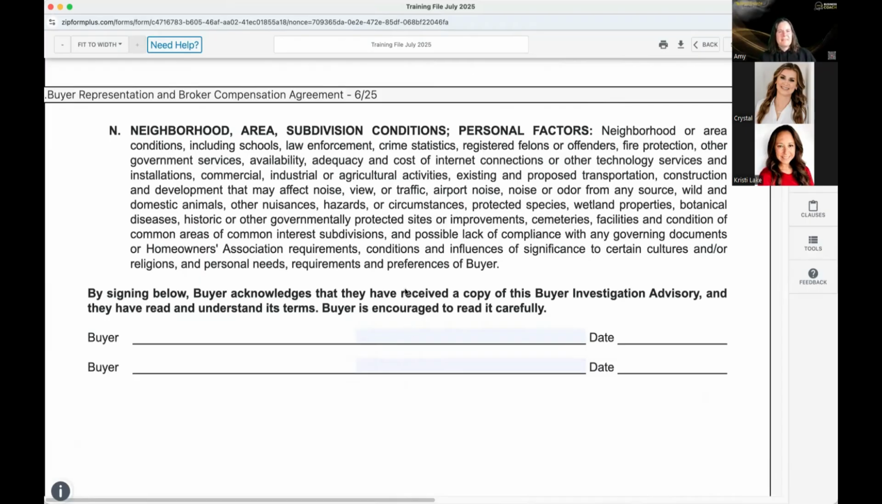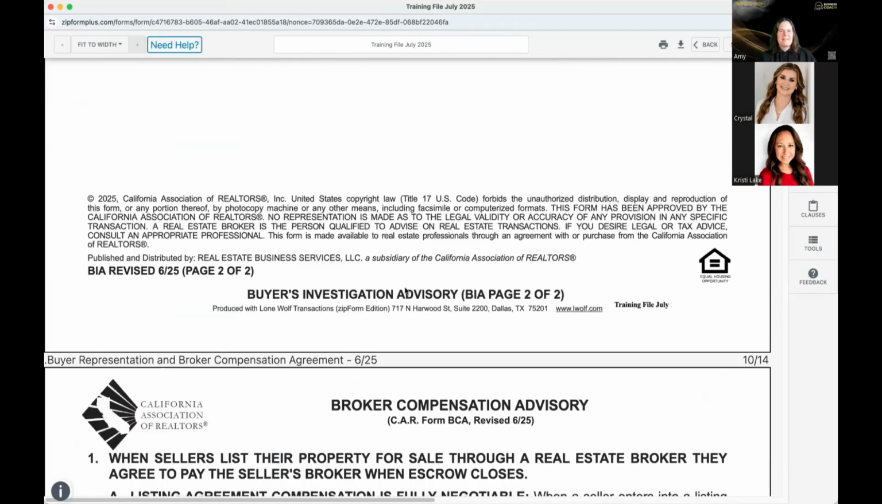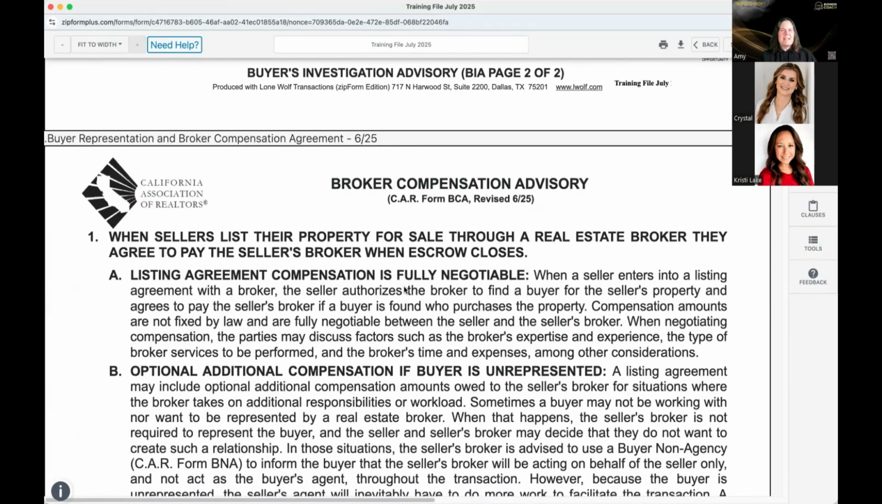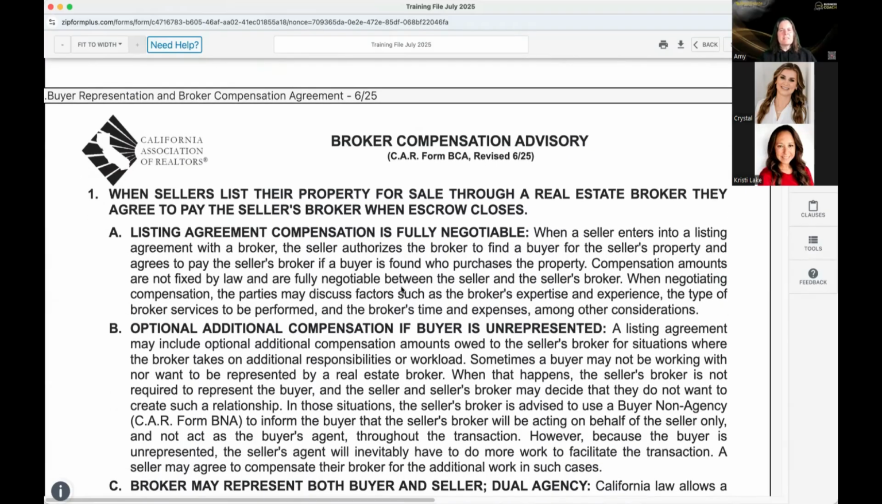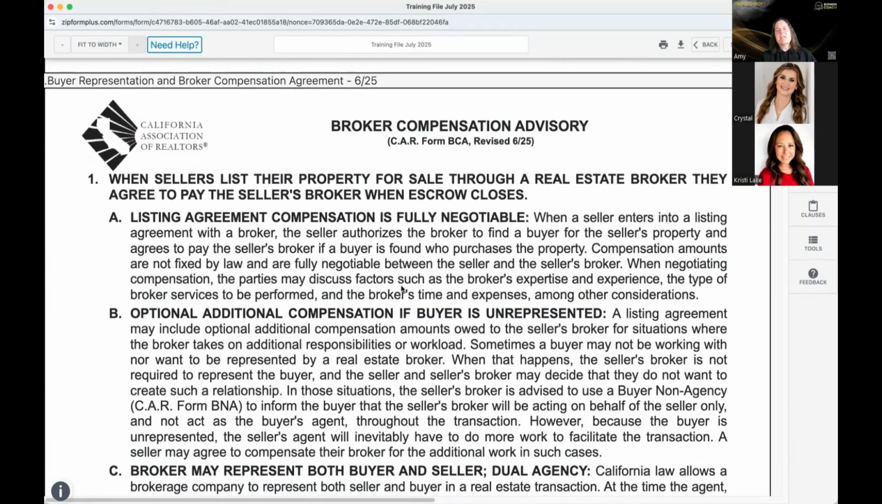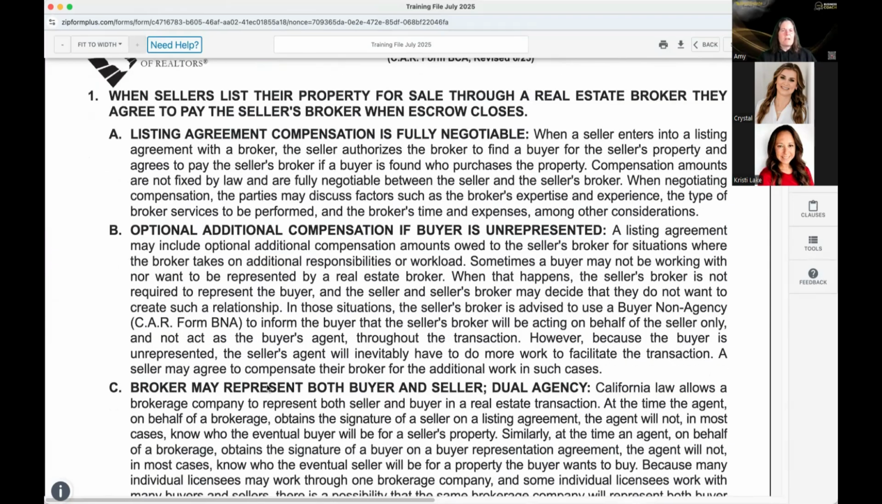Thank you. Absolutely. Okay. Also attached to this, which we cannot again separate out, is the broker compensation advisory. It talks about this form in the broker buyer representation agreement, the BRBC. So we want to make sure that we include this. The top section is the listing agreement. Additional compensation. Section 1 all covers the seller.